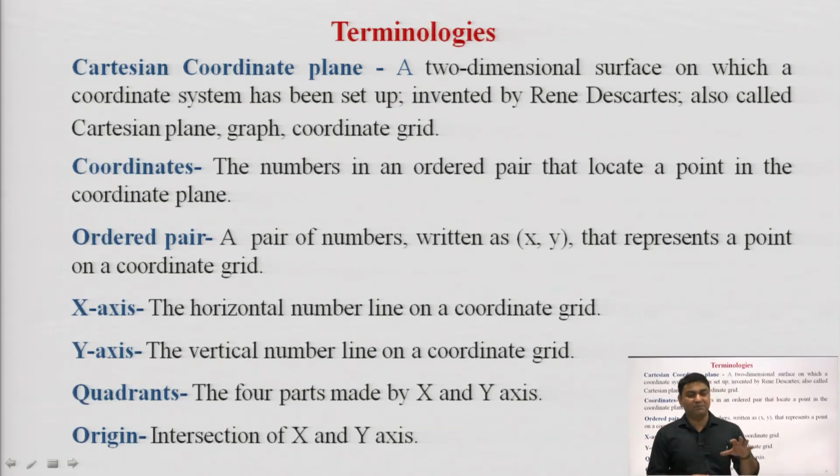These are some basic terminologies used in the coordinate system. What is the Cartesian coordinate plane? A 2-dimensional surface on which a coordinate system has been set up, invented by René Descartes. It is also called the Cartesian plane, Cartesian graph and Cartesian grid. And this Cartesian coordinate grid is divided into 4 quadrants.